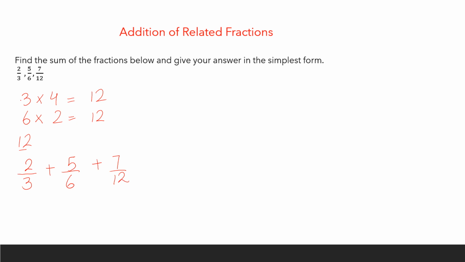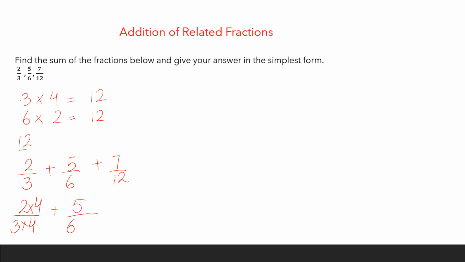So first of all, I will multiply this 3 with 4 to make it 12. So it will be 2 by 3 multiplied with 4, which will be 12. And if I'm multiplying the bottom part with 4, I need to multiply the top as well. So it will be 8 by 12.